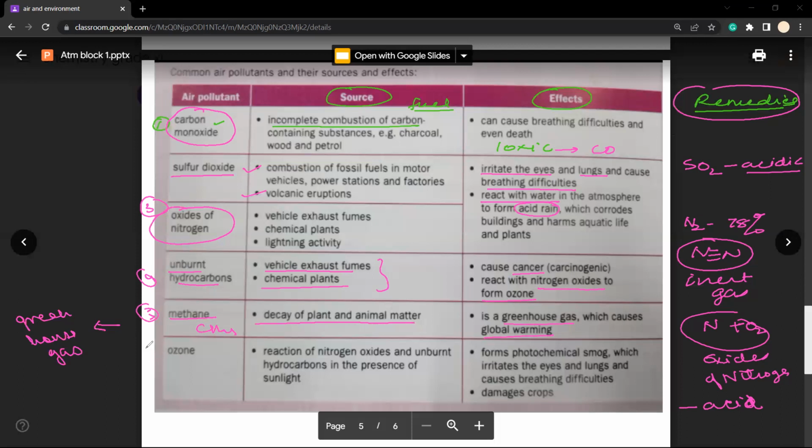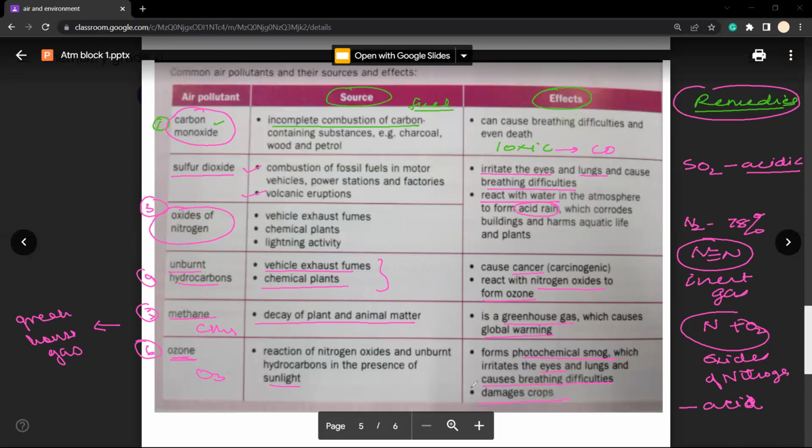Then the sixth pollutant is ozone. That's O3, an allotrope of oxygen. Its source is the reaction of nitrogen oxide and unburnt hydrocarbon in the presence of sunlight, which liberates ozone gas. And ozone gas forms the photochemical smoke. It irritates the eyes at the lowest strata close to the Earth's surface. It causes breathing difficulties. It leads to diseases like asthma.